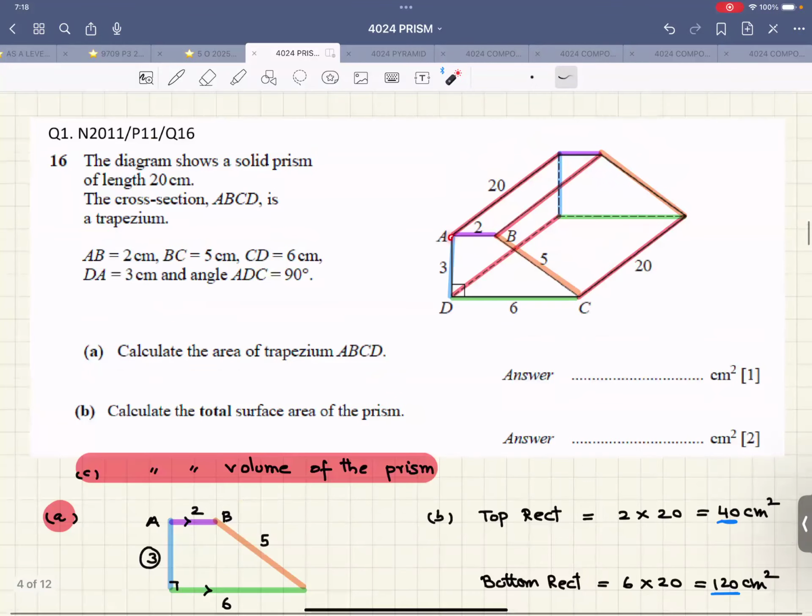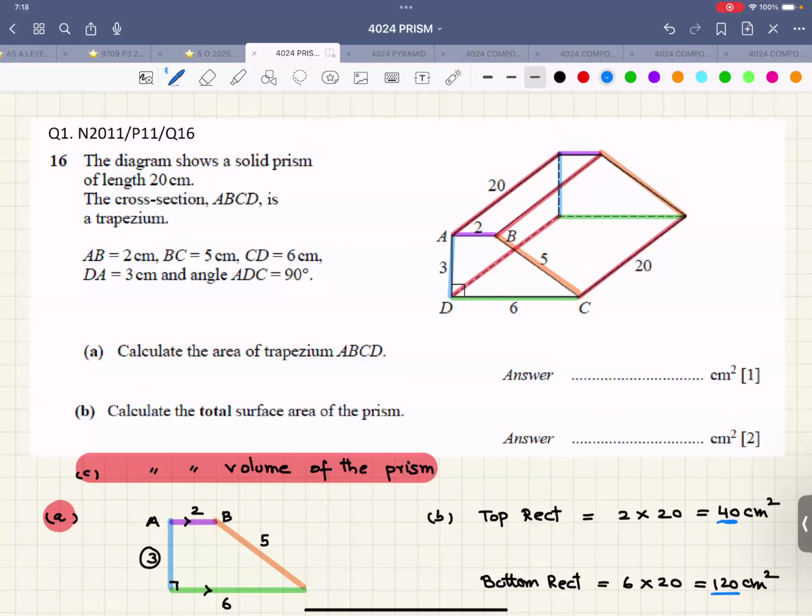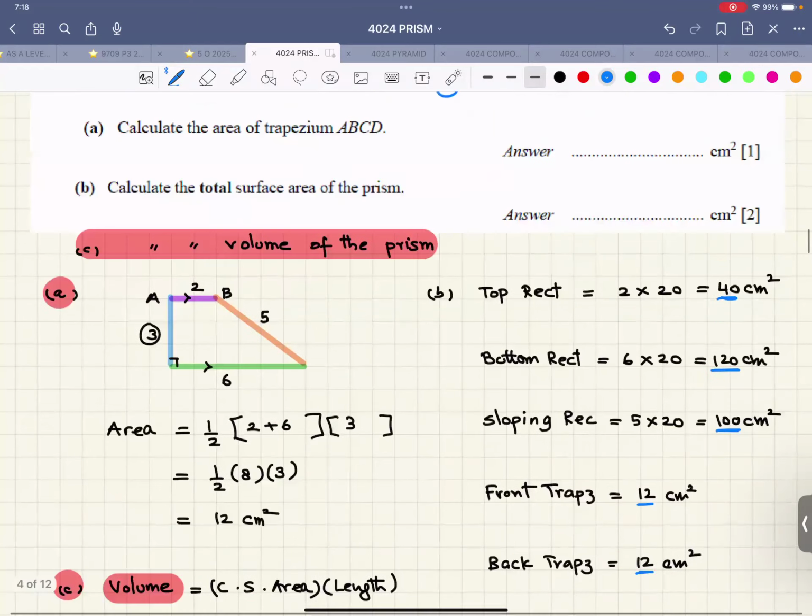That is A, D, and let me label some other vertices. So this is A, B, C, D, E, F, G, and H. So I'm talking about this thing at the back. That's this thing. That is A, D, F, H. So the left wall, which is ADFH, that is 3 times 20. The area is 3 times 20, which is 60. I might have missed it out. Yes, I think I missed it out.